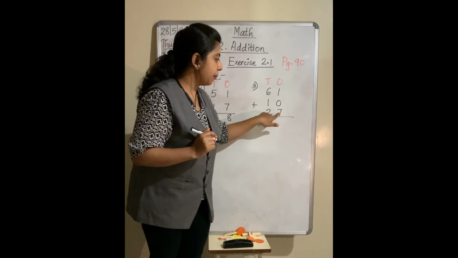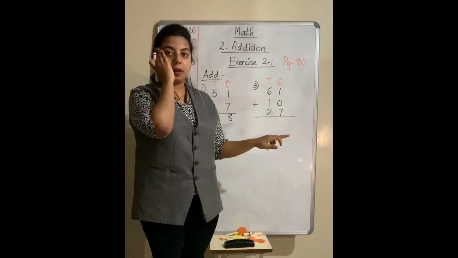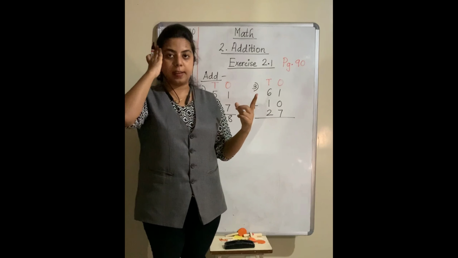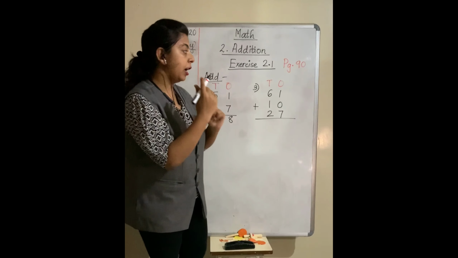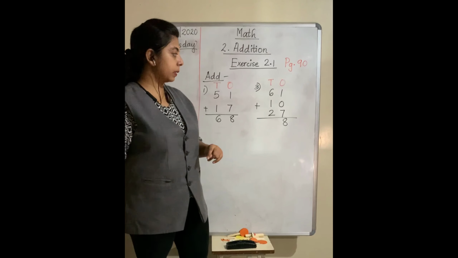Okay. And the next number we have is 7. So let's take 7 in my mind and 1 on my finger. So 7, and the next number is 8. So here I have 8 ones.